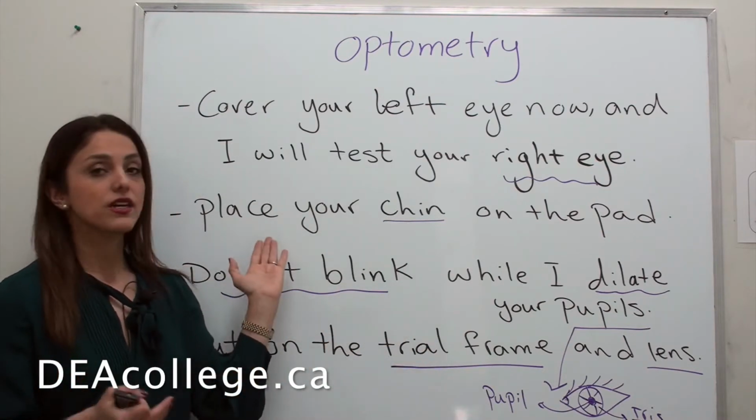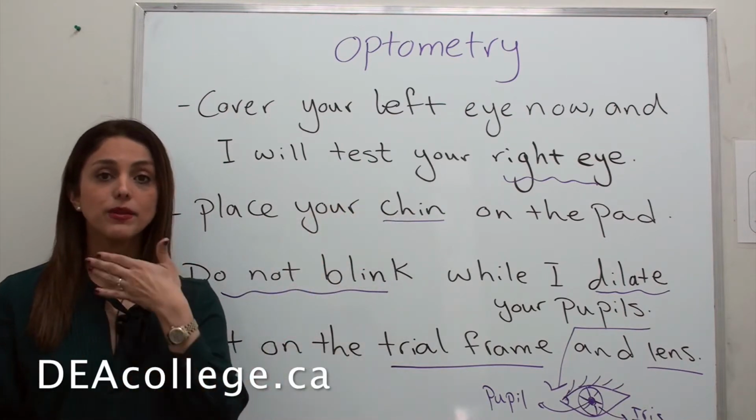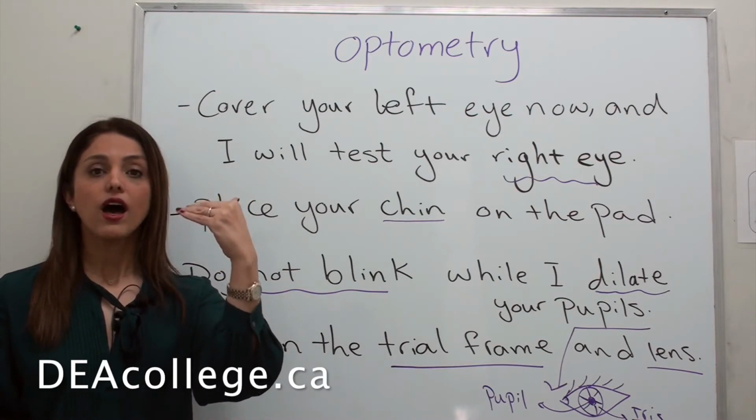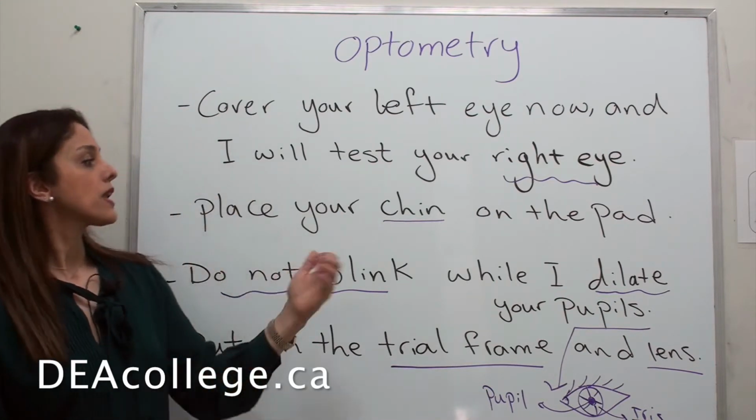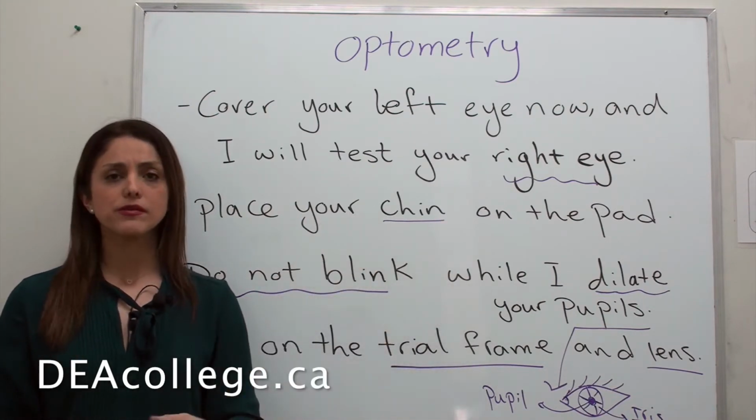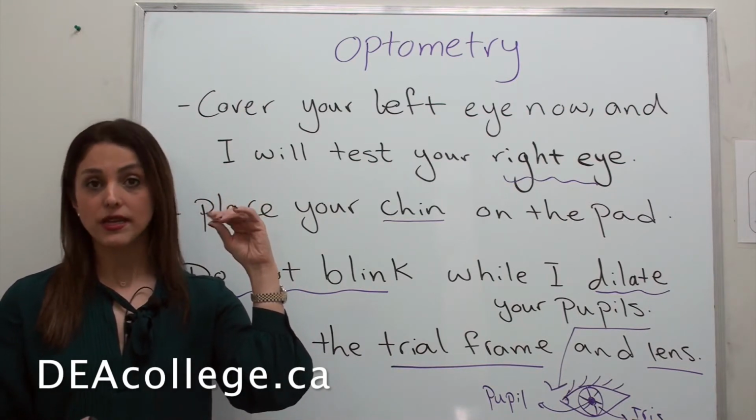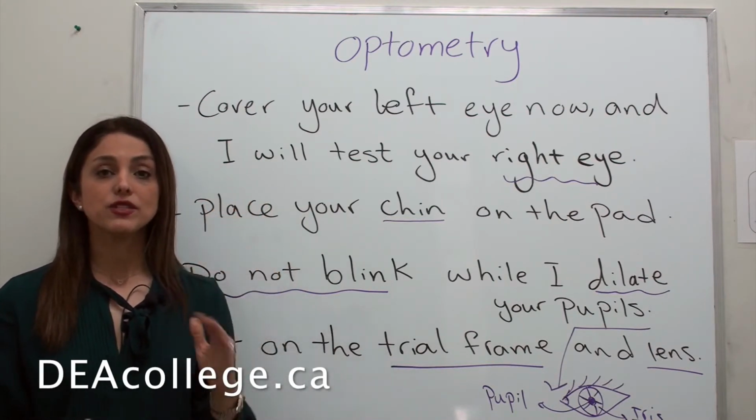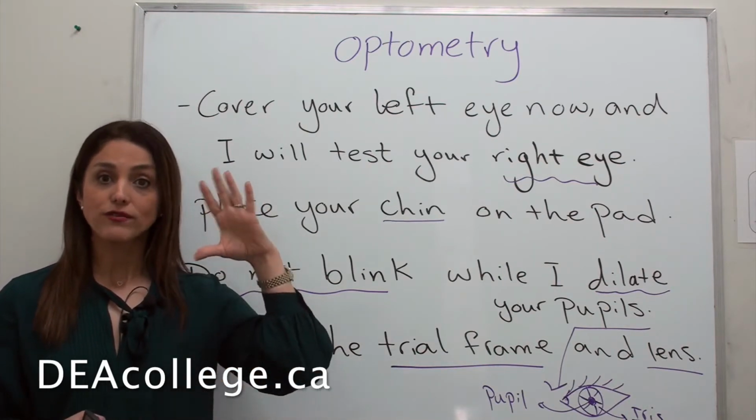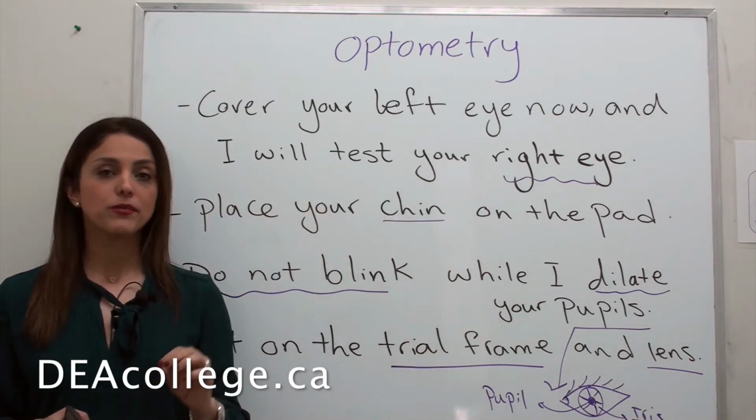After that, the optometrist might ask you, place your chin on the pad, like that, because they want to check your eyes with the eye examination machine. And do not blink while I dilate your pupils. Blink means open and close your eyes very quickly. You don't have to blink, so you don't have to close and open. You have to keep them wide open while I dilate your pupils.